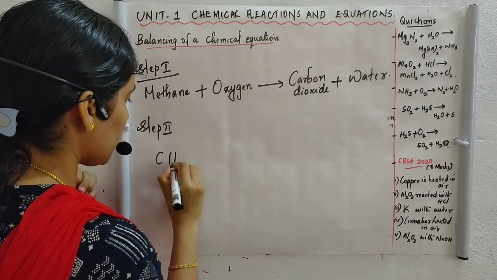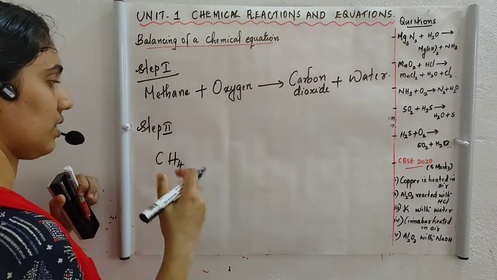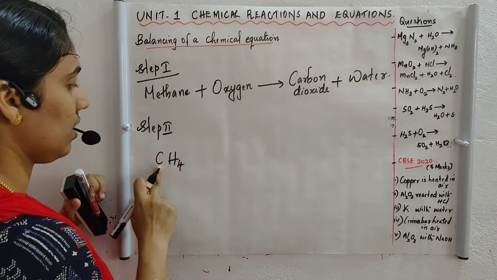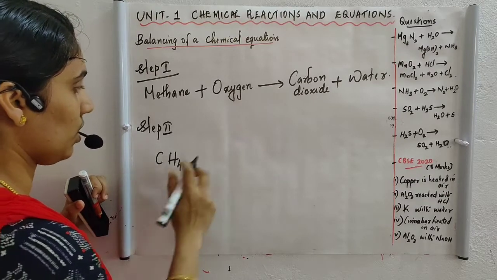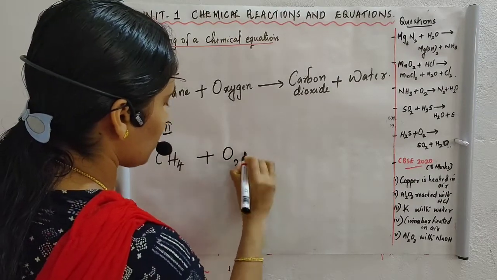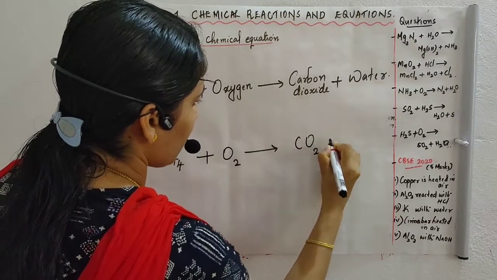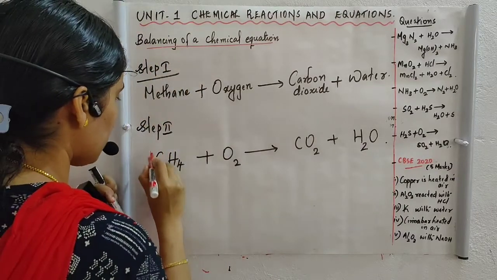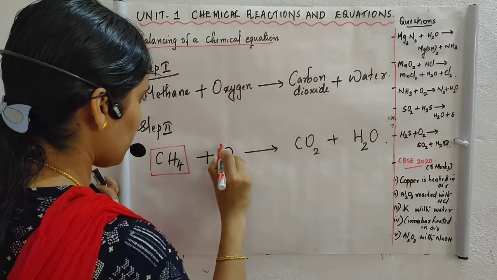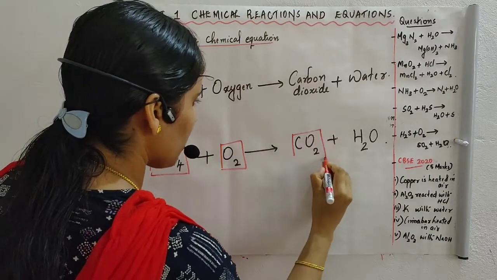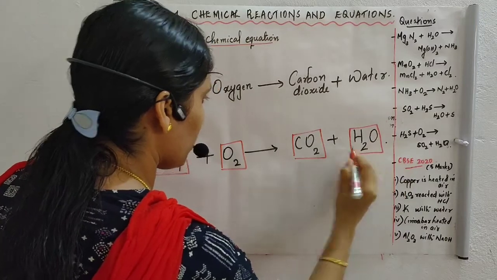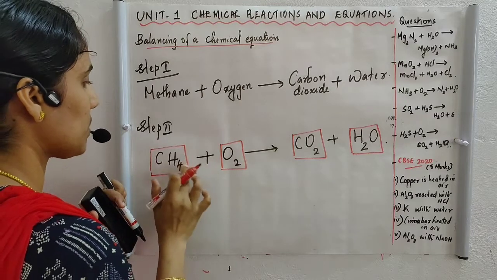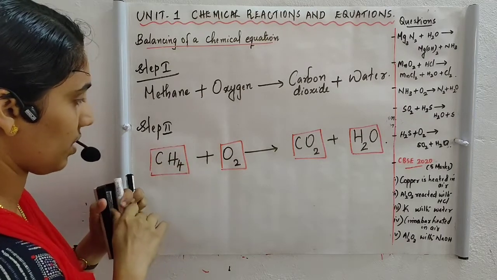Methane, the formula is CH4. How to write CH4, you will learn in chapter number 4, carbon and its compounds. There we will discuss how to write methane. So the formula of methane is CH4 plus oxygen to form carbon dioxide plus water. Then immediately you put the same in a square box. Why? Because we have no provision to touch the formula. In order to balance the number of atoms, you can just put whole number coefficients in front of the formula.